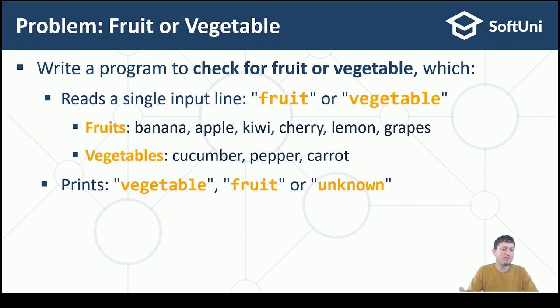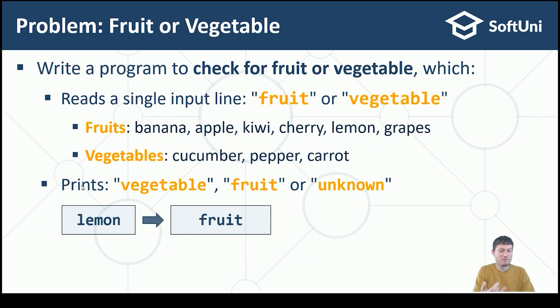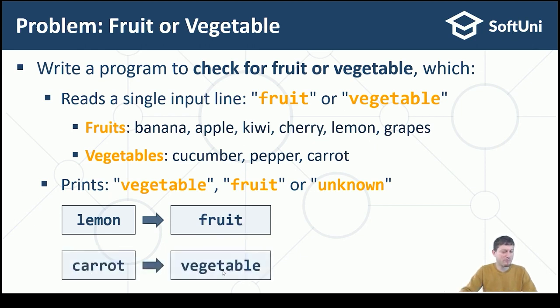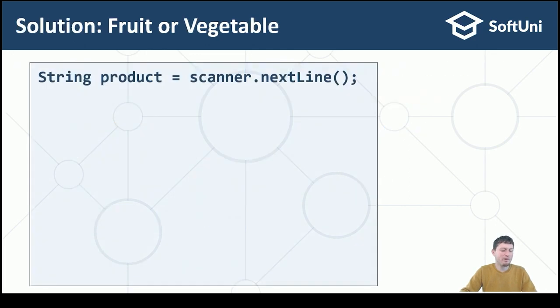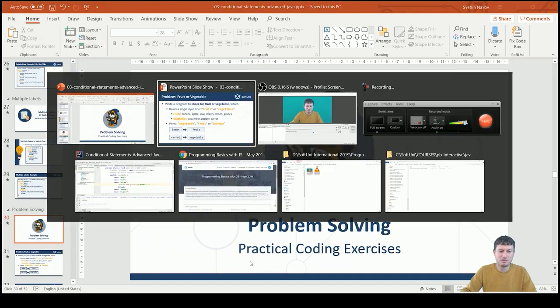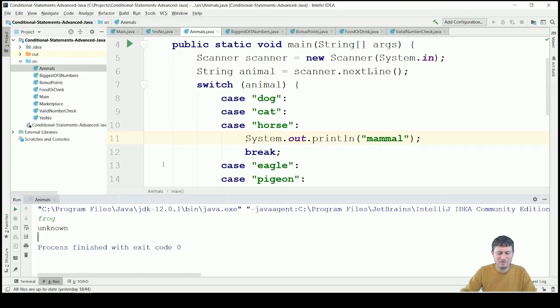So it just needs to read some input to check whether it is among these fruits or vegetables, and print either fruit or vegetable or a noun. This is an example. If we enter lemon, it should produce fruit. If we enter carrot, we should produce vegetable. If we enter, for example, coffee, it should print a noun. Okay, so let's do this.